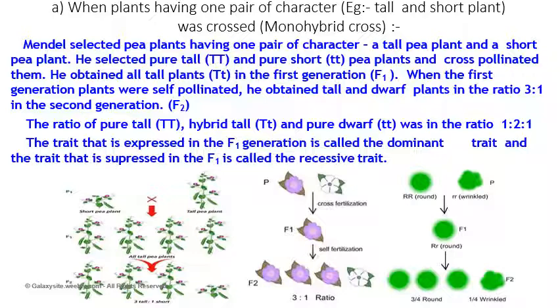When the first generation plants were self-pollinated, he obtained tall as well as dwarf plants in the ratio of 3:1 in the second generation or F2 generation. The ratio of pure tall, hybrid tall and pure dwarf was 1:2:1. The trait that is expressed in the F1 generation is called the dominant trait, and the trait that is suppressed in the F1 is called the recessive trait.